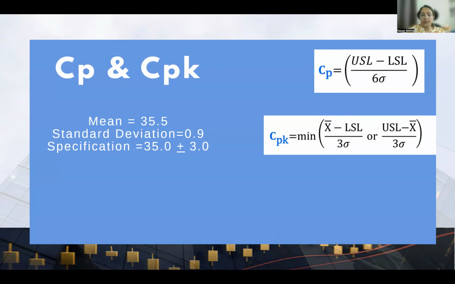So, the question is, they've already given you the mean here. The mean of this process is 35.5. The standard deviation is 0.9. Specifications are 35 plus minus 3. For calculating CP, we have a formula: upper specification limit minus lower specification limit, divided by 6 times the standard deviation. So let's start with CP first.